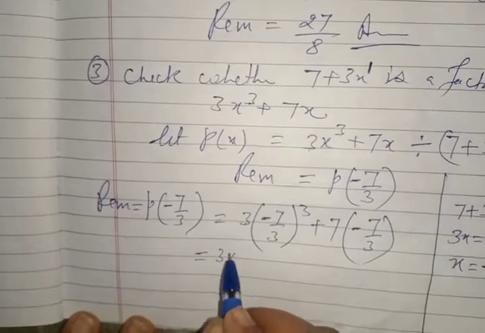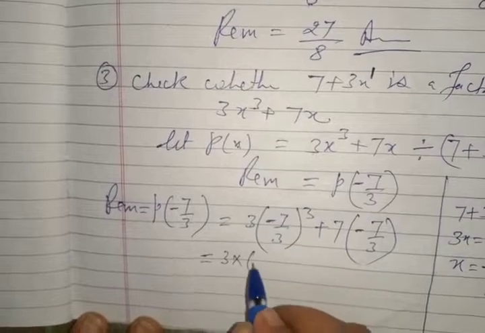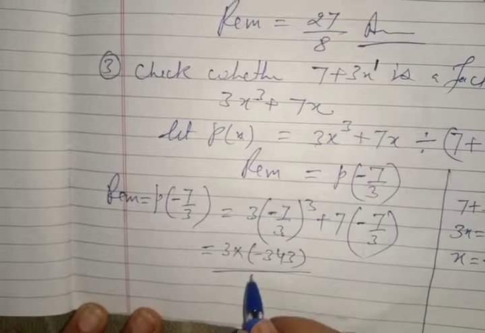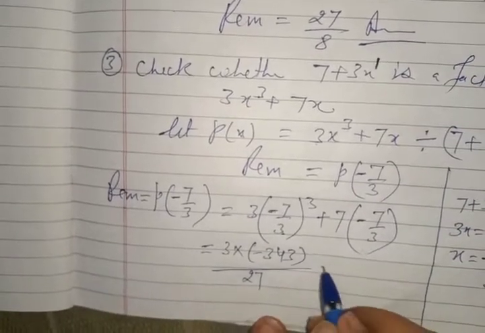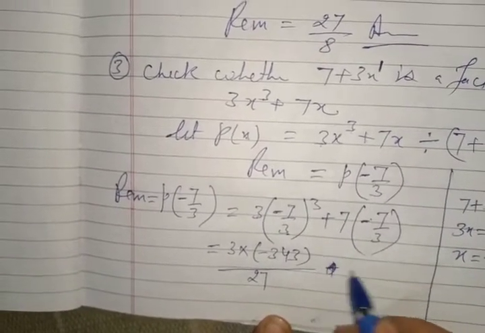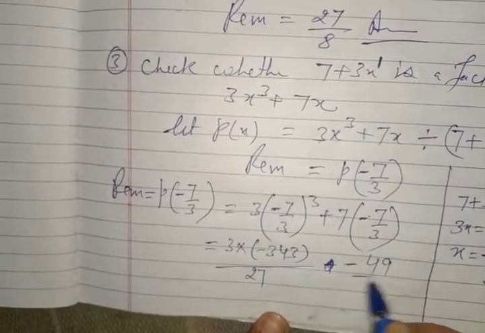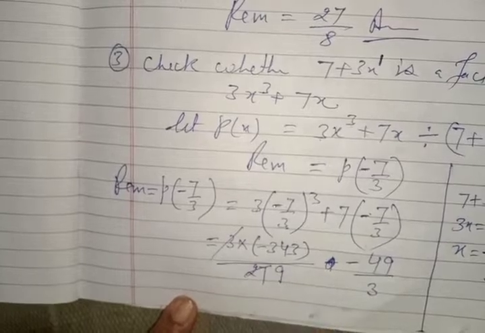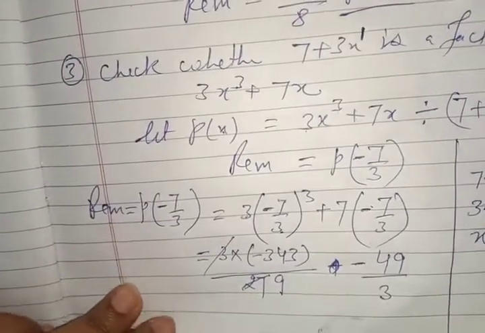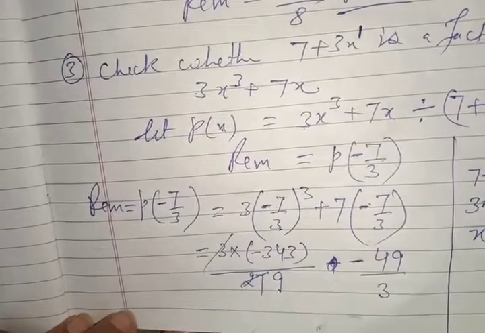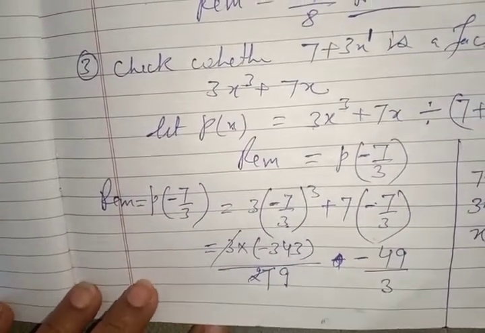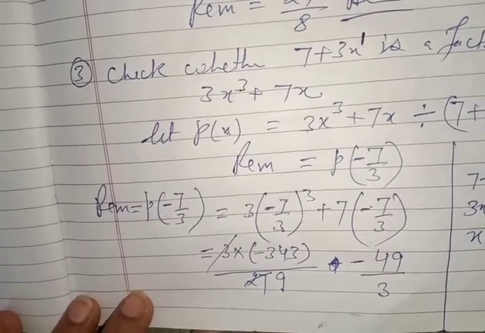Now solve it. This 3 as it is. Minus 7 cube is minus 343 upon 3 cube, which is 27. Then plus, minus times minus 7 is minus 49 upon 3. You can cancel this. Now you can take the LCM. The LCM of this is 9. I am writing again for you: minus 343 upon 9 and minus 49 upon 3.